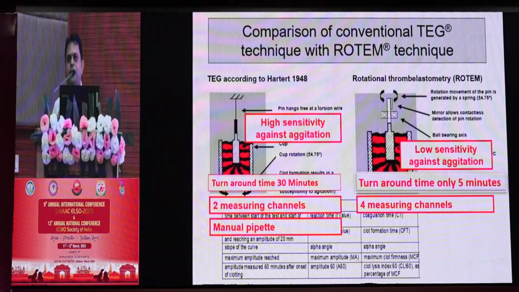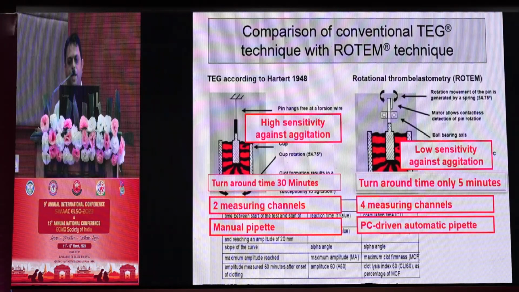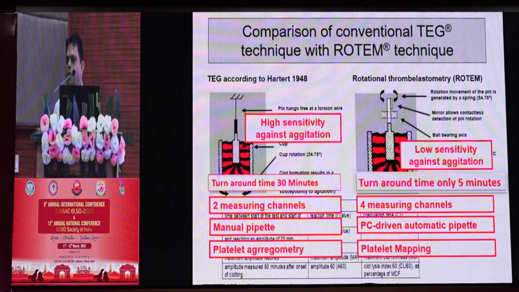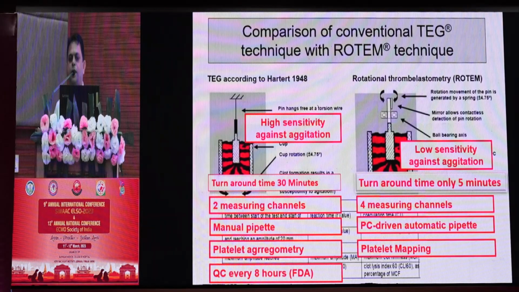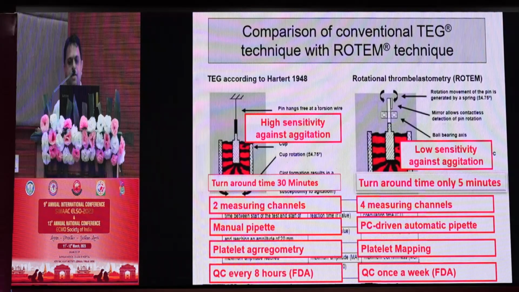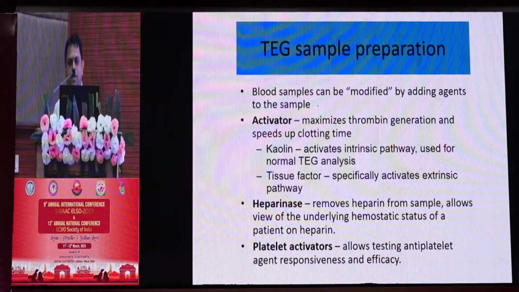This is more subjective. You need to do some hard work to get it done through a manual pipette. This can be PC driven, and you have platelet aggregometry from both of them. You need a quality control check every 8 hours, and here once a week. So this is the basic difference between the monitoring methods that we have.